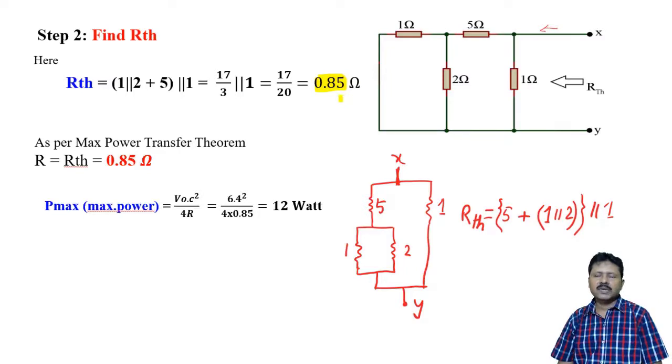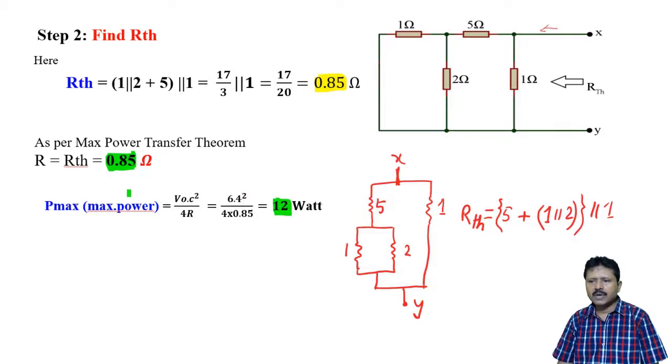So according to the maximum power transfer theorem, this is the internal resistance, and this internal resistance should be equal to the load resistance. So directly we can say the value of load resistance is 0.85 ohm. Next we have to calculate the maximum power. The equation we already found. This R is load resistance or Thevenin resistance. VTH we have already calculated as 6.4, and RTH is 0.85. Ultimately we got 12 watt. So this is the value of maximum power, and 0.85 will be the value of load resistance to get the maximum power at load.